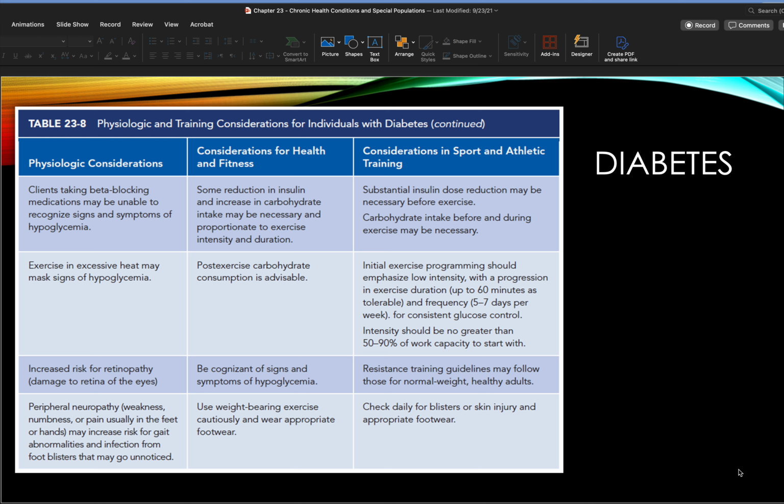You have to be aware of increased risk of retinopathy, or what we call damage to the retina based on high levels of pressure. And then peripheral neuropathy, meaning your extremity nerves, making it very scary for individuals who have blisters, or if they cut themselves open, they're more prone to infections. So all of these things need to be paid attention to, and that's why, like it says here, use weight bearing exercise cautiously and wear appropriate footwear. All those things matter.